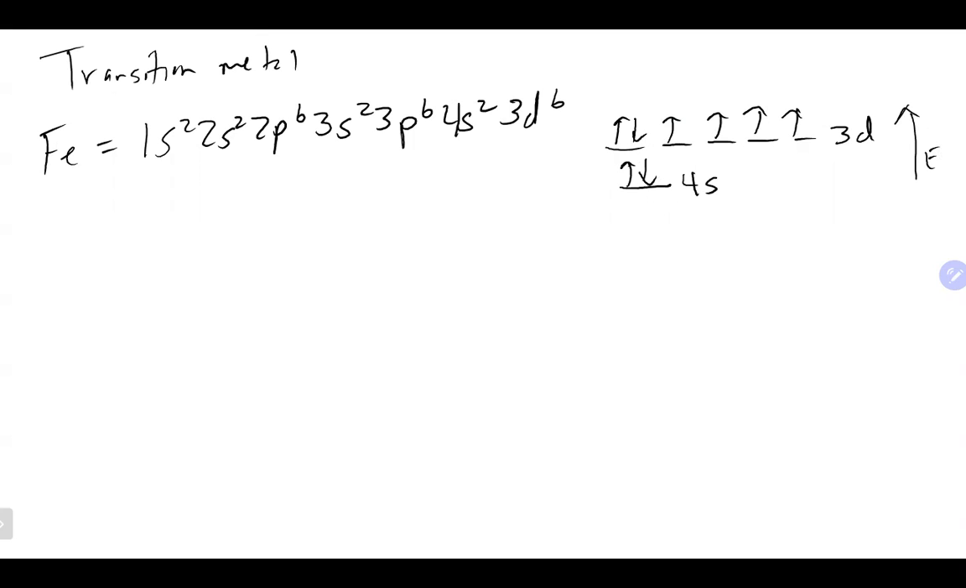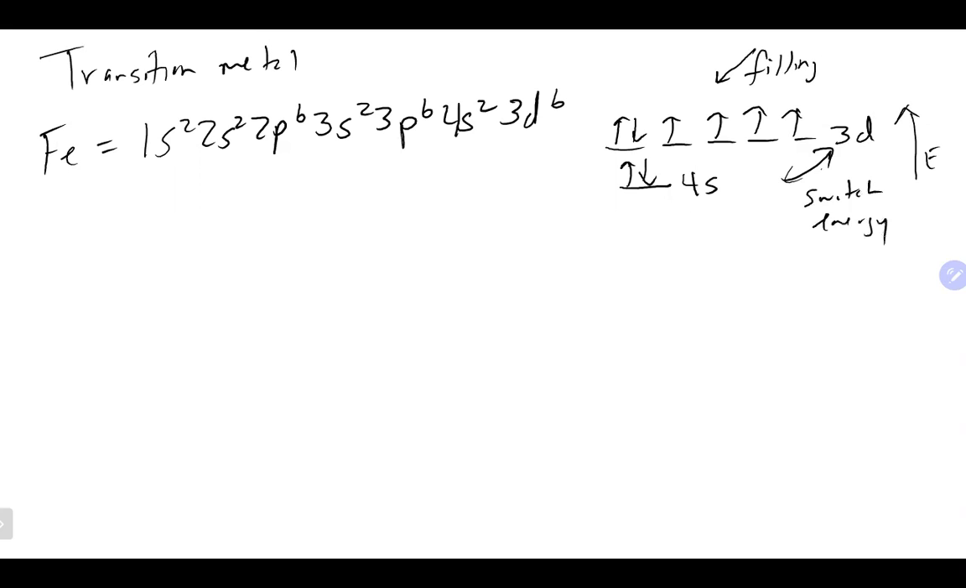Now, there is a sort of a strange thing that occurs once the atom starts putting electrons into the d orbitals. The s and the d orbitals are very, very close in energy. And what actually happens is once these guys get filled or start filling, there's a switch in the energy.